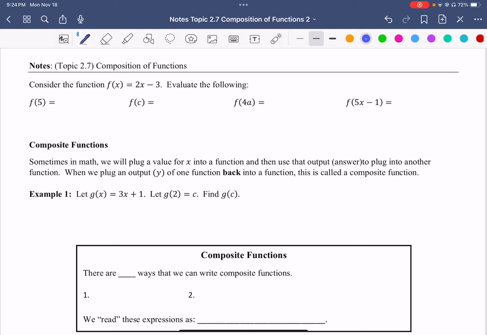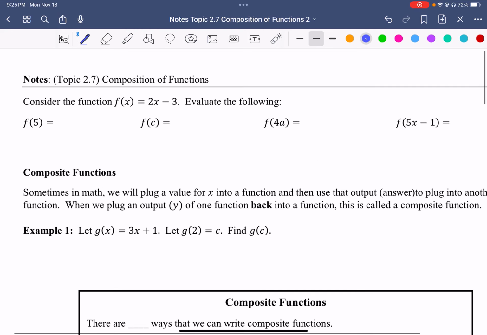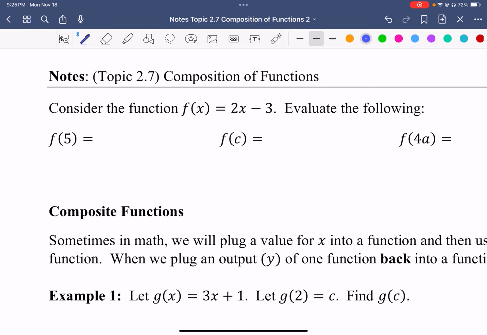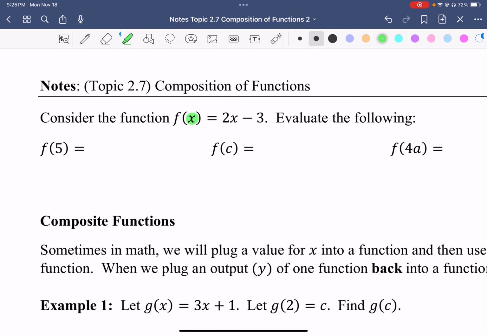This is topic 2.7, composition of functions. Consider the function f of x equals 2x minus 3. Evaluate the following. Starting with f of 5, I know that anything that's in the parentheses is basically an x value. So basically what we're doing is we're going to be replacing these two x values with the number inside of the parentheses. So instead of f of x, we'll have f of 5 is 2 times 5 minus 3, where 2 times 5 is 10, and 10 minus 3 is 7. So f of 5 is equal to 7.